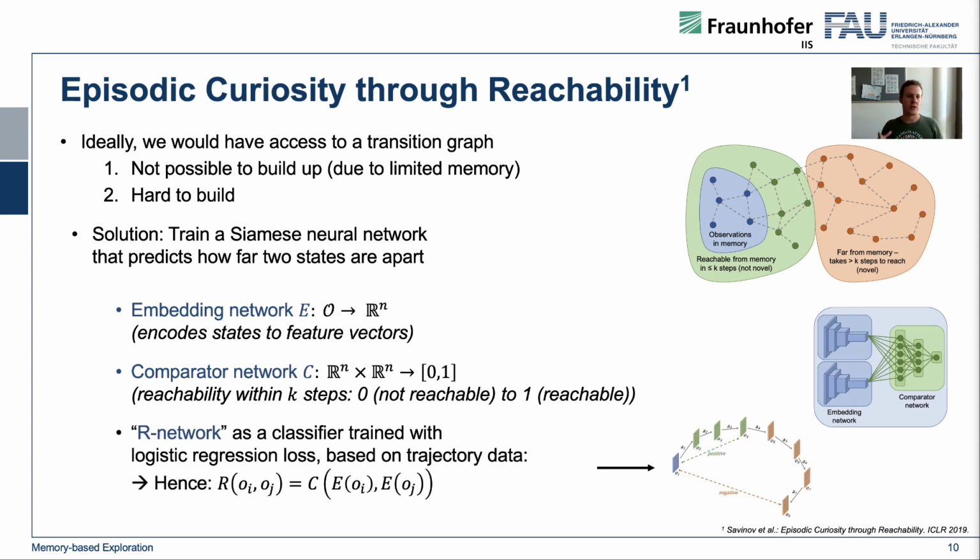Based on that, we train an R network, which is a reachability network, simply as a classifier trained on a logistic regression loss based on the data from the trajectory and the two networks in here. We train it to say whether it is reachable within k steps or not. So for a certain set of states, we have reachability within k steps and non-reachability within k steps. And this can be trained using a logistic regression loss on the data we have.